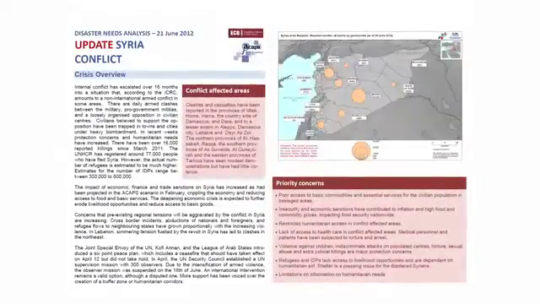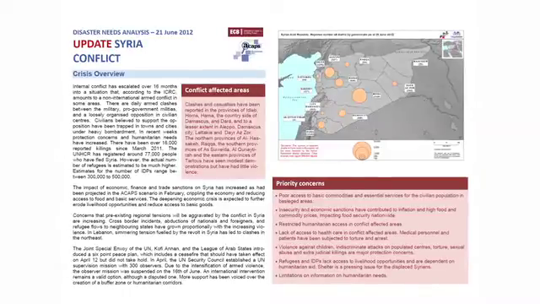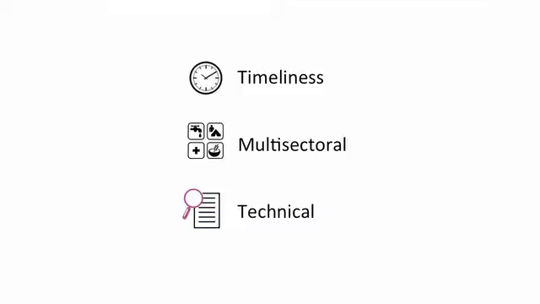The Disaster Needs Analysis, or the DNA as we call it, is a desk-based study of what has happened in a disaster. The three key points about the DNA are the timeliness of the product. It comes out a few days after a disaster. Secondly, it's multi-sectoral, so we have a holistic analysis of the entire situation, not just one sector. And thirdly, it's quite technical in nature, so it does go into details which will help you do your programming.